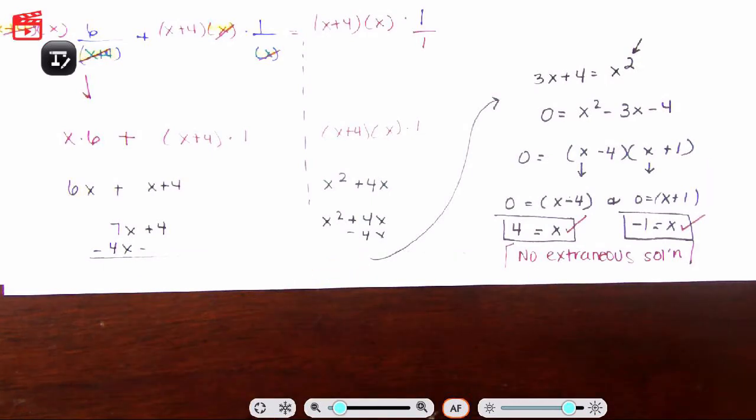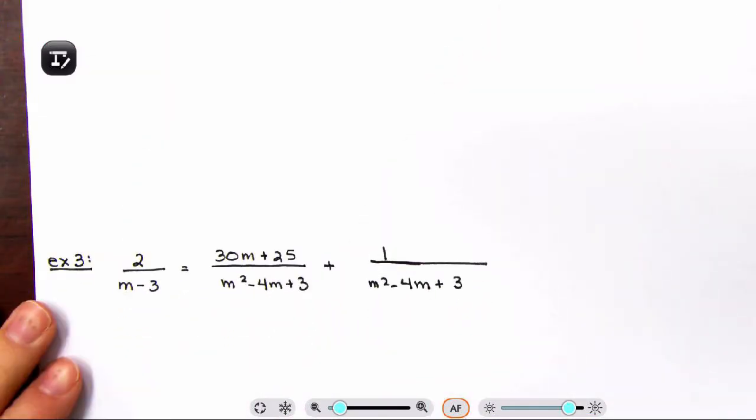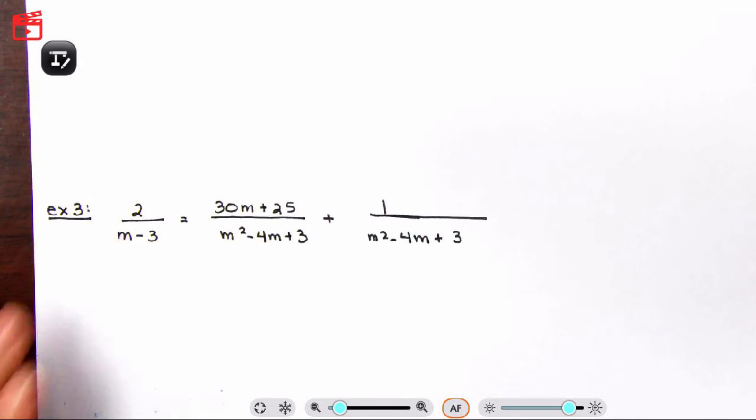All right, let's do one more. Yeah, let's do this one. This one has a lot of fun stuff for us to do. So this is, in fact, example number 2. We just skipped example number 2, and we moved on to example number 3.